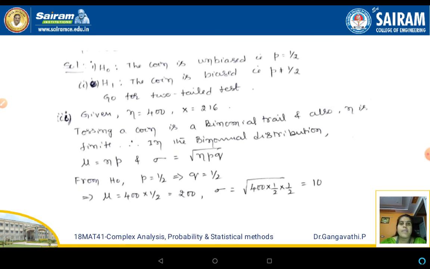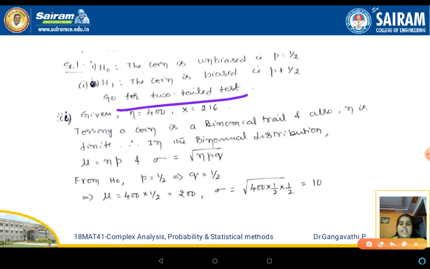Let us define the hypothesis first. Null hypothesis is H naught and alternative hypothesis is H1. Our null hypothesis is that the coin is unbiased, and the alternative hypothesis should be the opposite of the null hypothesis. Therefore it should be that the coin is biased. For an unbiased coin, the probability of success is 1 by 2, and H1 is the opposite of that: P should not be equal to 1 by 2. So let us here go for a two-tailed test.